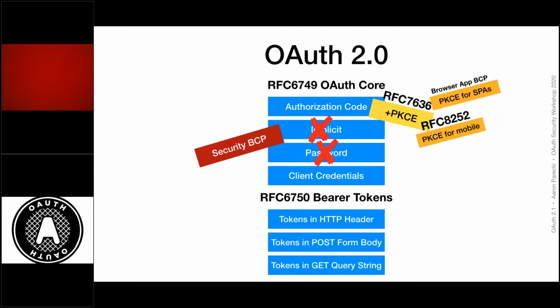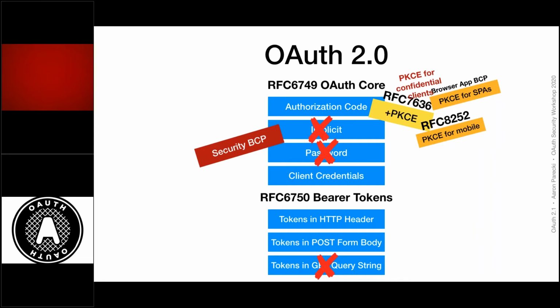The security BCP also takes out the password grant because, as we know, one of the whole goals of OAuth was to avoid the need for applications to collect the user's passwords. So that's now been taken out by the security BCP. One of the other things the security BCP does is require Parecki for confidential clients as well, because it turns out it also protects against authorization code injection. So it's actually useful for a whole bunch of things that weren't even necessarily known at the time that Parecki was published. And lastly, the security BCP takes out the use of bearer tokens in the query string.